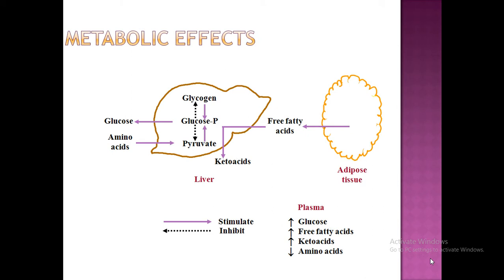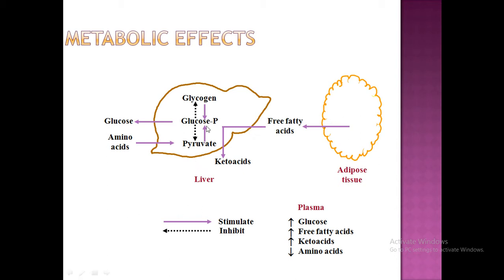This is a very simple diagram to show the metabolic effect of glucagon, and I will discuss all these reactions in detail in the following slides. But very simply, you can see that this arrow, which is violet in color and continuous, shows the stimulatory effect of glucagon, and the dotted black arrow shows the inhibition.